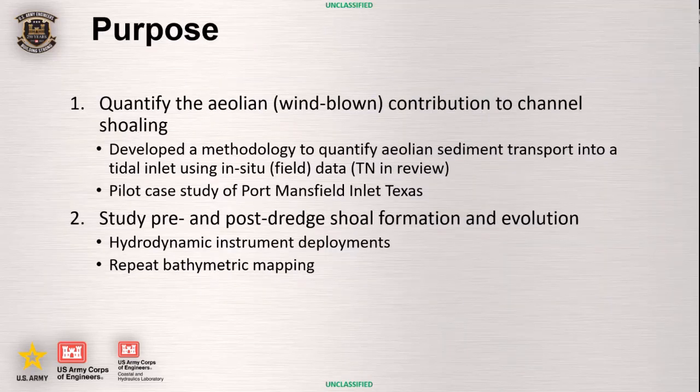Okay, so moving forward with this portion of the talk, I'm going to get a little bit more into how we quantify the aeolian or windblown contribution to the channel. From this work, we were able to develop a new methodology that could be useful for districts to use. That's currently in review and is being put out as an ERDC tech note. Dr. McFerrin is also going to talk a bit more about the pre and post-dredge shoal formation evolution, the ongoing efforts we have to measure those, and the end goal with that data collection.